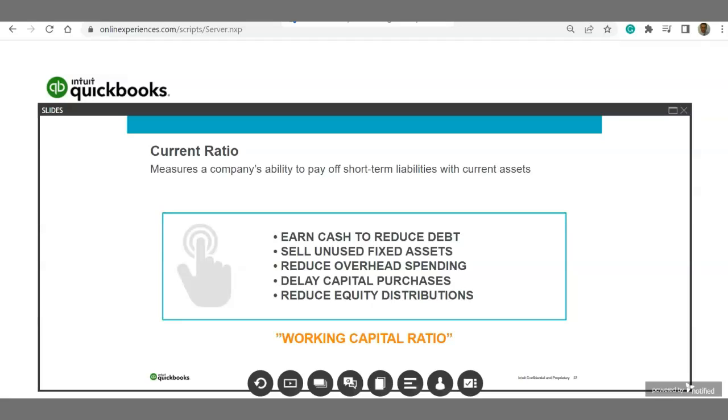Now, the current ratio is very similar to the working capital measurement. Remember when we were talking about financial statements and we were looking at the balance sheet and we took the current assets minus current liabilities? The current ratio is just another way to compare those two same factors, right? You're still messing around with current assets and current liabilities, but you're dividing it instead. And so the current ratio is also commonly known as the working capital ratio.